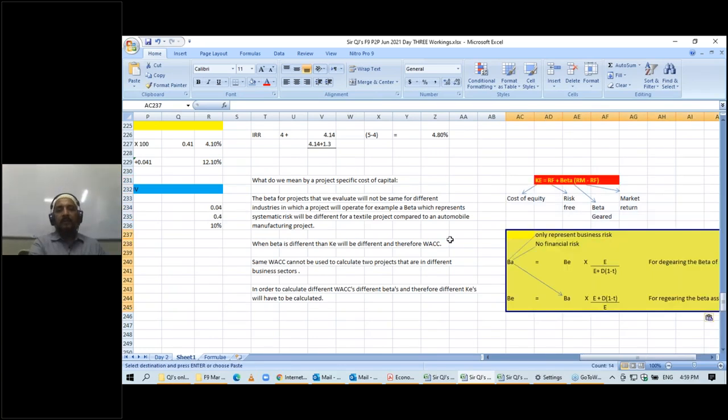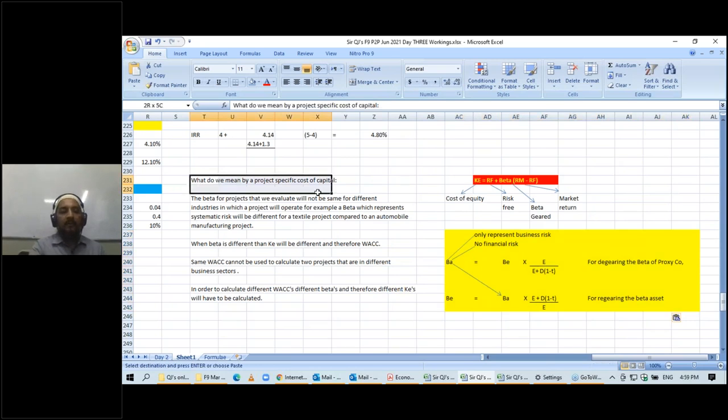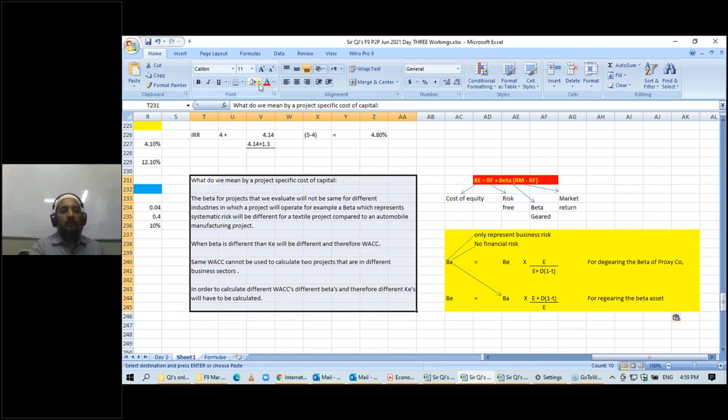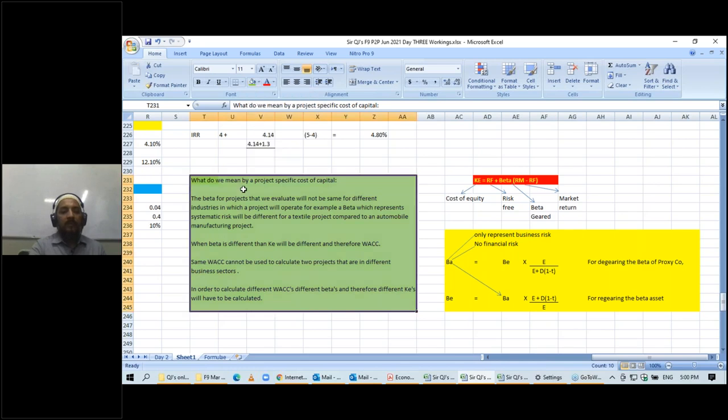Okay, so students, let me explain what we mean by a project specific cost of capital. So please look at the green patch, where I'll explain you.